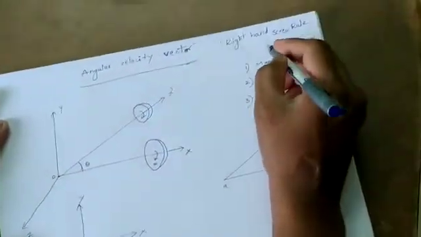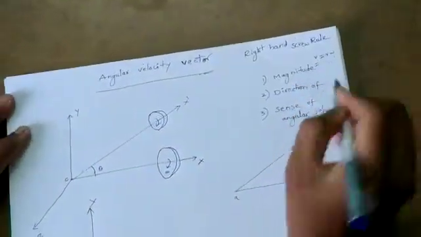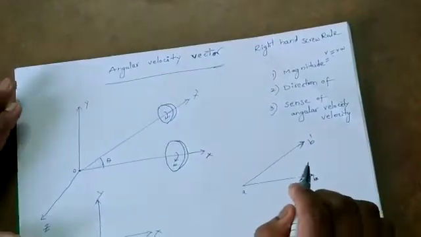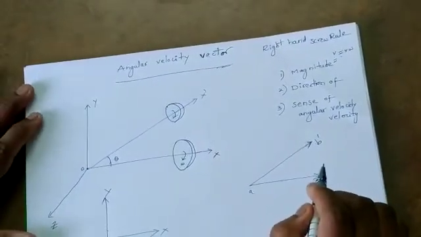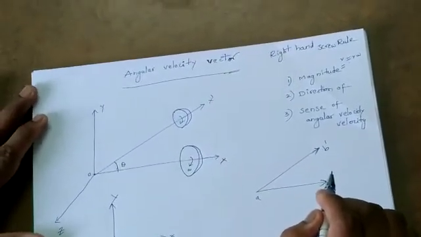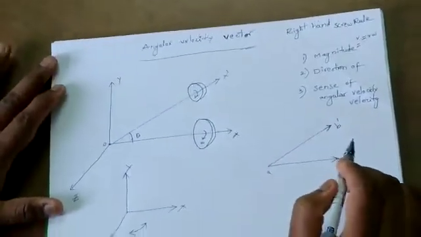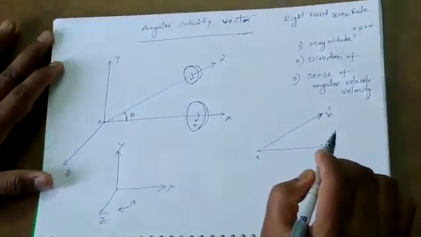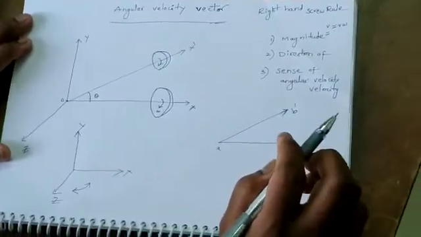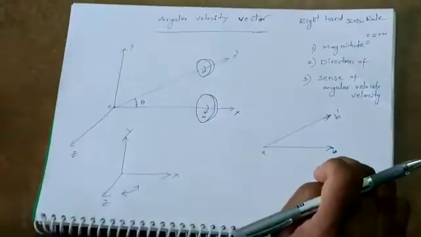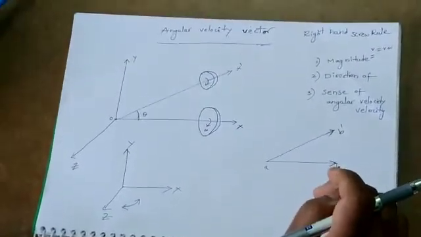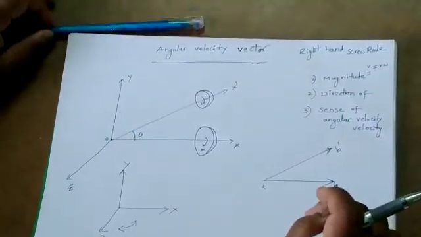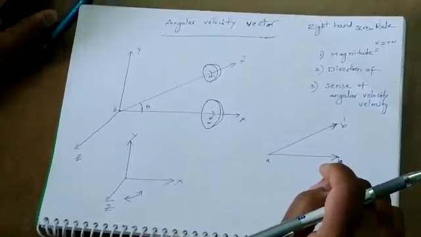So for making the angular velocity vector, we need three important points. First one is magnitude, second one is direction of the vector, and third one is the sense of the vector, that is the sense of the angular velocity vector. With this we get to know how to apply the right hand screw rule, and with this we are going to understand the gyroscopic concept, which is very, very important.